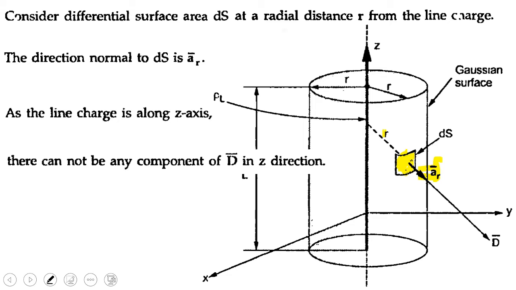As the line charge is along the z-axis, there cannot be any component of D in the z-axis. So here is our line along the z-axis. There will be no D along the z-axis. D will be only along this direction. So D has only a radial component. It has only the r component. It will not have x, y and z components.